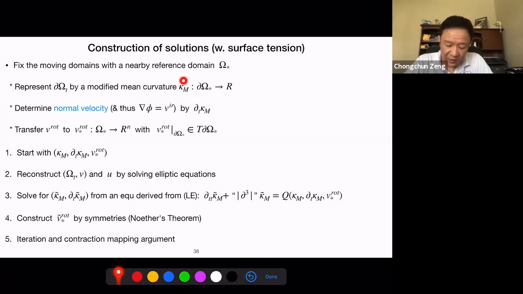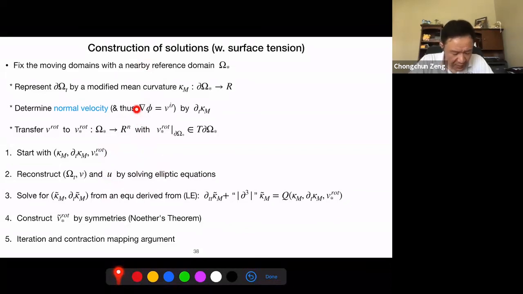And this would give you a quasi-linear wave-type equation with one time derivative equal to like 3/2 space derivative when there is surface tension. And the rotational part is from the transport property, or the relabeling symmetry. And then you design an iteration scheme and a contraction mapping to get the well-posedness of the solution.